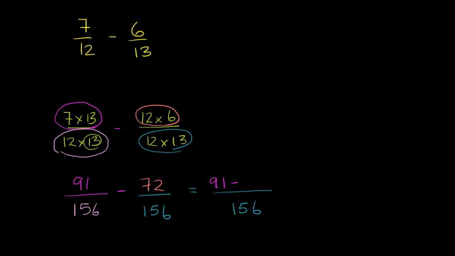91 minus 72 over 156. If this was 92 minus 72, it would be 20. This is 1 less than that, so it's going to be 19. So it's going to equal 19 over 156. And I think we're done. There aren't any common factors between 19 and 156. 19 is in fact prime, so we're done. This is equal to 19 156ths.